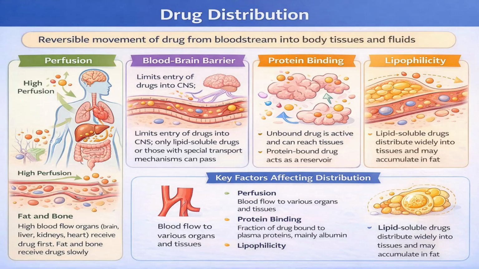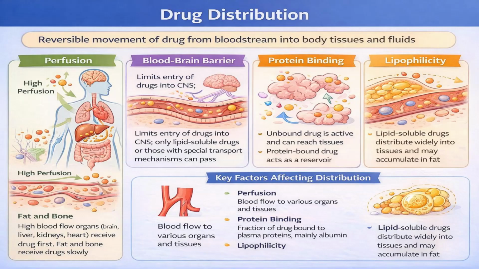Certain physiological barriers also influence distribution, particularly the blood-brain barrier, which limits drug entry into the central nervous system. Only lipid-soluble drugs or drugs with specific transport mechanisms can cross this barrier effectively. Another critical factor is protein binding.